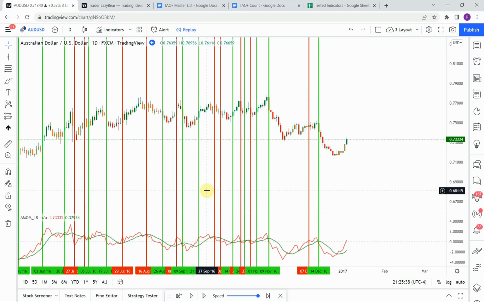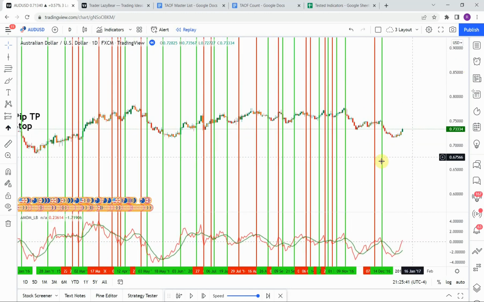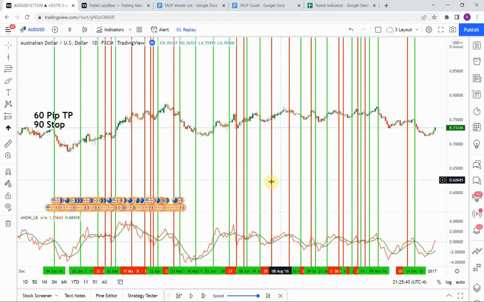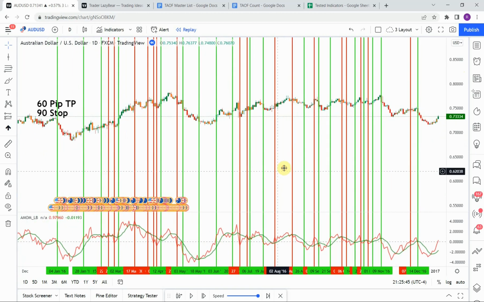Alright, so let's go ahead and take a look at our indicator here. So it's safe to say that we got a good number of trades within that 1 year's time. Let's count it out and see what we have. So we have 1, 2, 3, 4, 5, 6, 7, 8, 9, 10, 11, 12, 13, 14, 15, 16, 17, 18, 19, 20, 21, 22, 23, 24, 25, 26, 27, 28, 29, 30, 31, 32, 33, 34, 35, and 36.